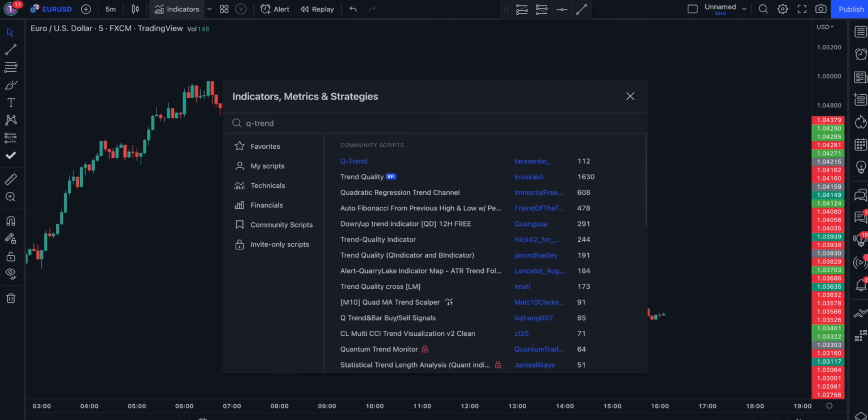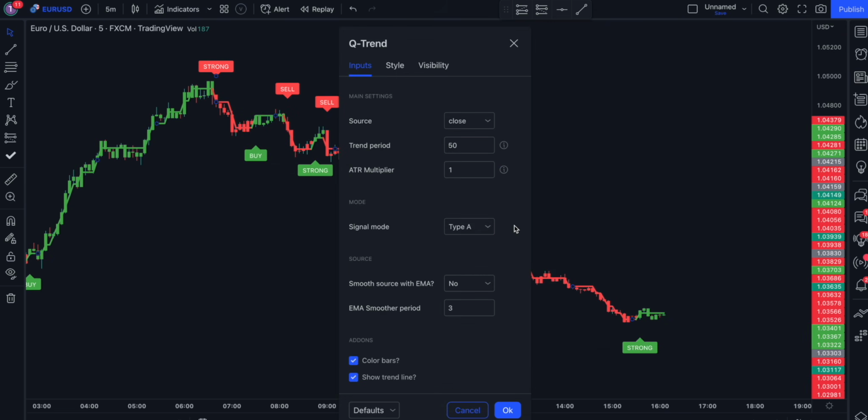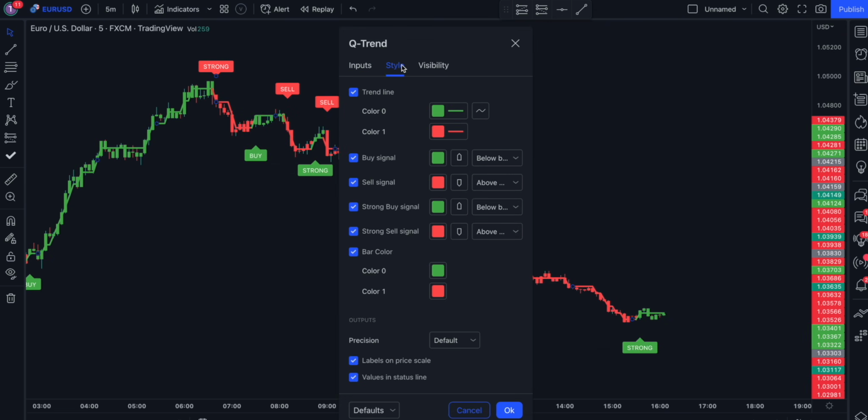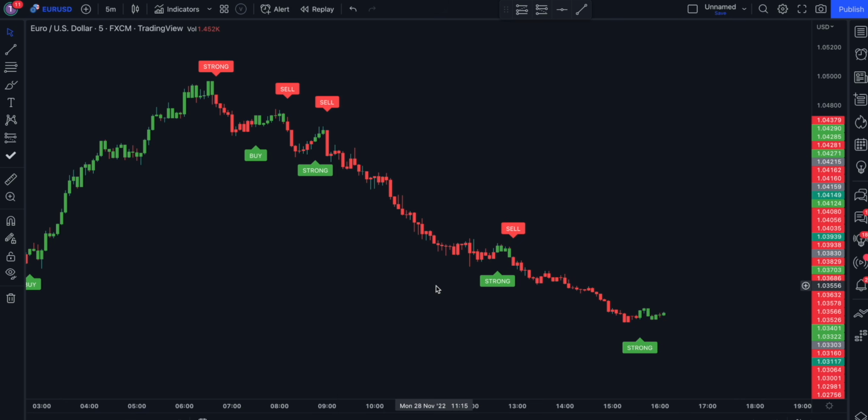For the first indicator, let's search for Q trend. It's gonna be this indicator right here. Access the indicator settings by double clicking on it, and in the start section disable the trend line. This is going to be our main confirmation indicator. Based on these signals, we're going to be placing buy and sell orders.